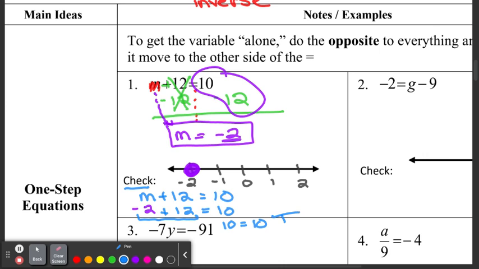To save time on the video, I'm going to go through how to solve the equations. I'm going to pause the video while I do the number line and the check, just so this thing doesn't take a half an hour for you to watch.